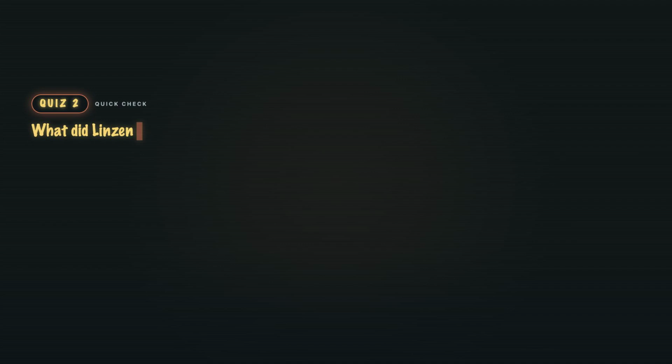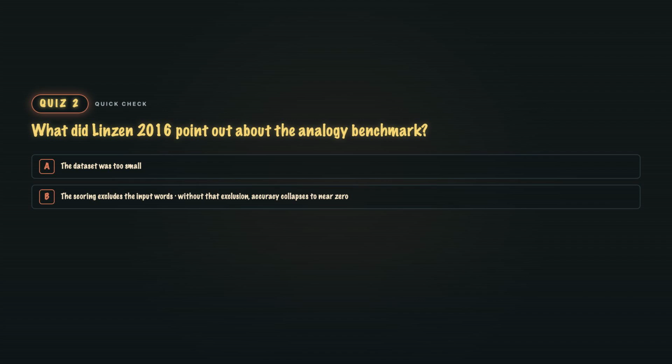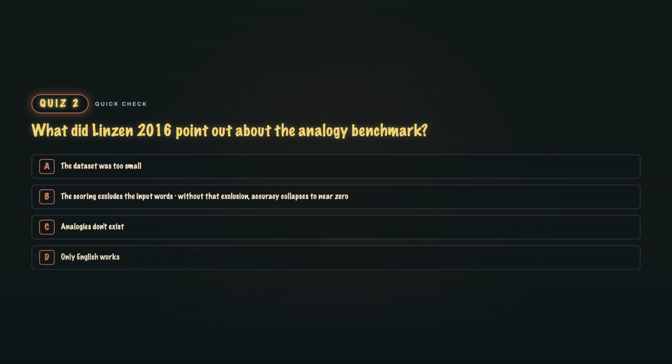Quiz 2. What did Linzen 2016 point out? A. The dataset was too small. B. The scoring excludes the input words. Without that exclusion, accuracy collapses to near zero. C. Analogies don't exist. Or D. Only English works.